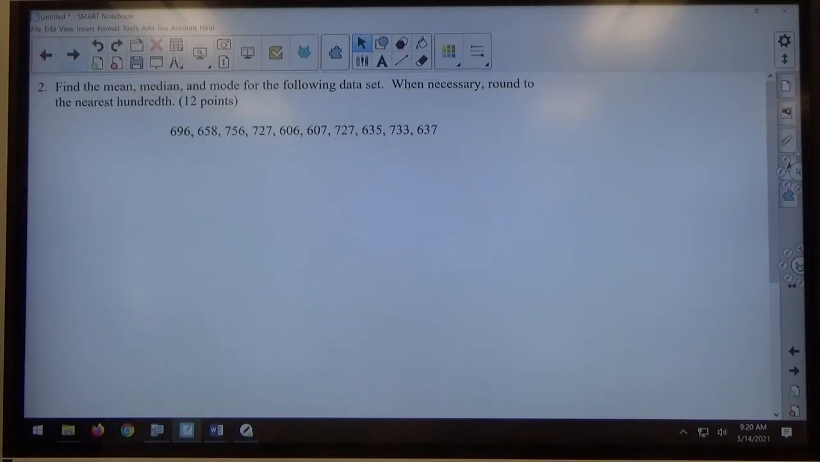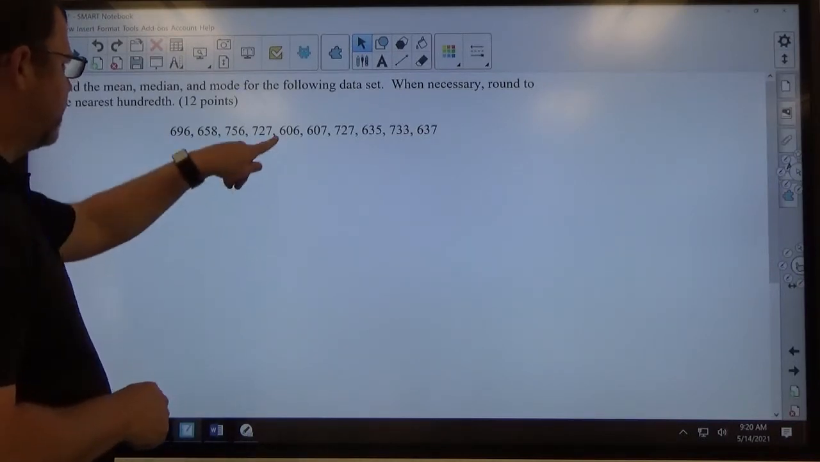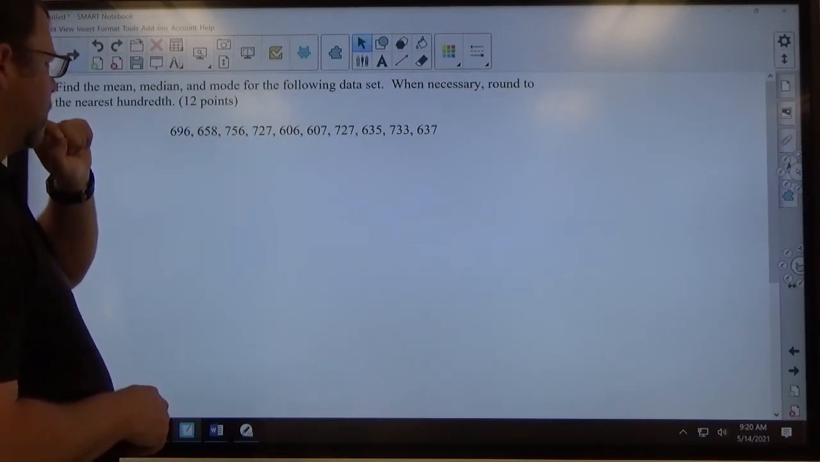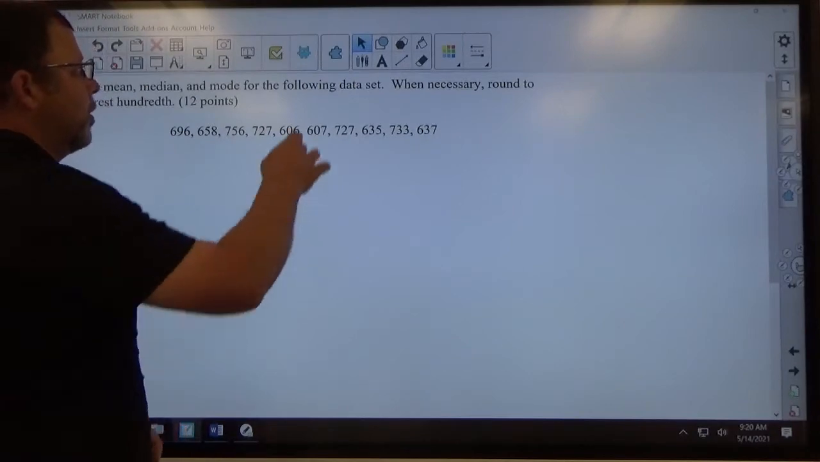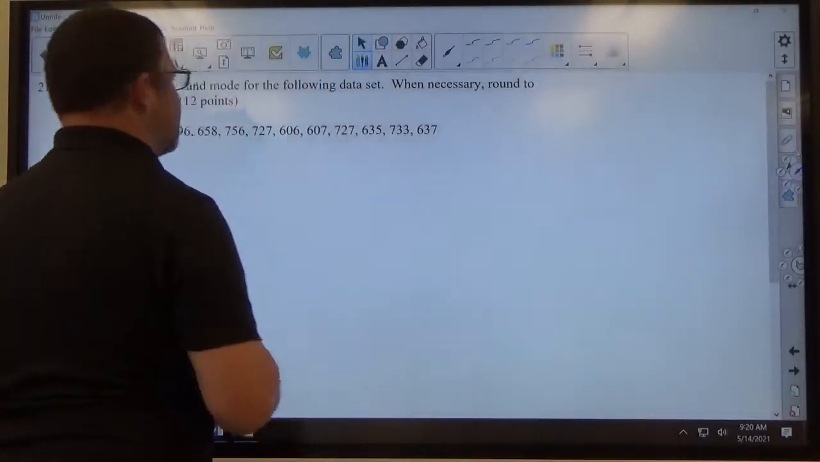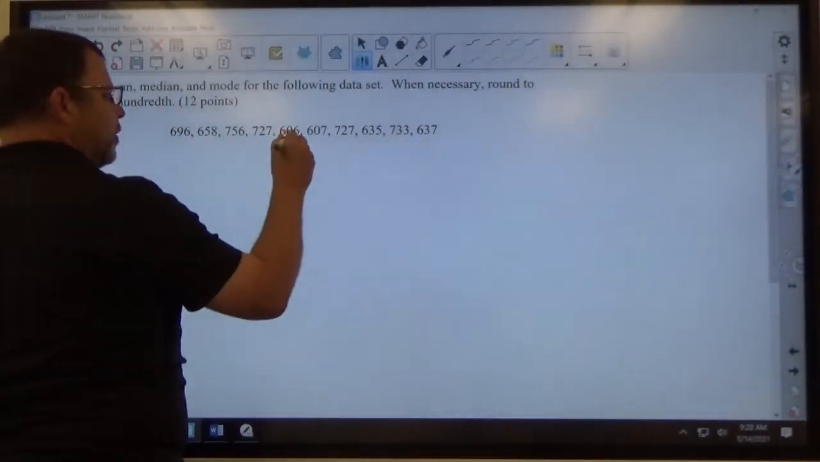Example 2, or problem 2. Find the mean, median, mode for the following data set. Same idea. These numbers have a little bit more variance to them. Looks like 606 is the smallest and 756 is the biggest. And again, median is on the list, so I want to make sure that I list them in numerical order. So smallest number, 606.